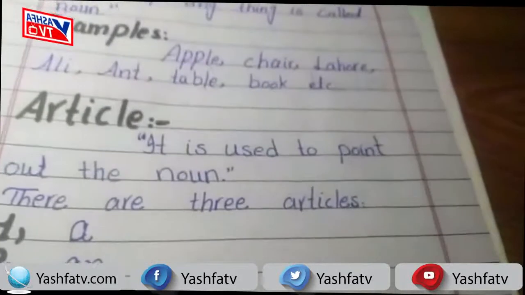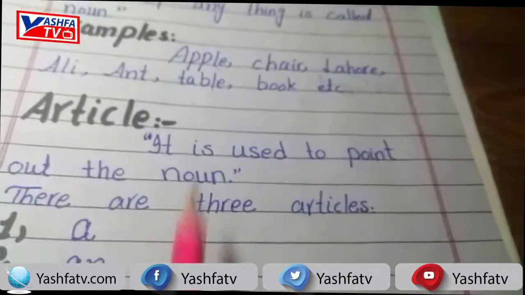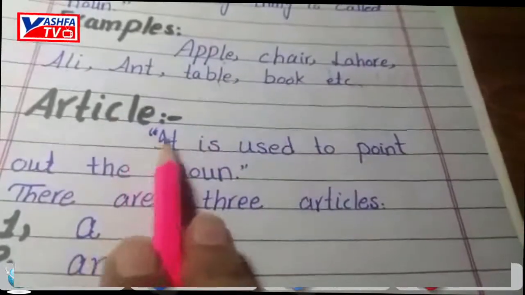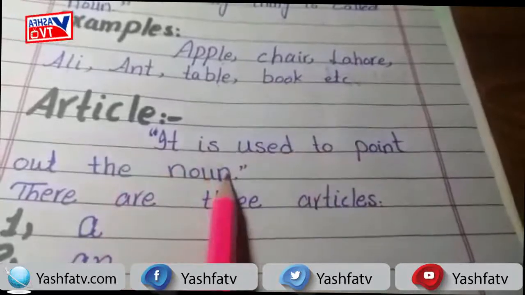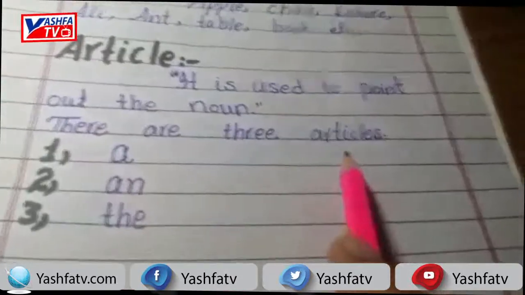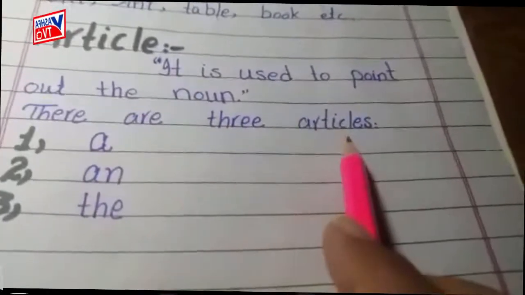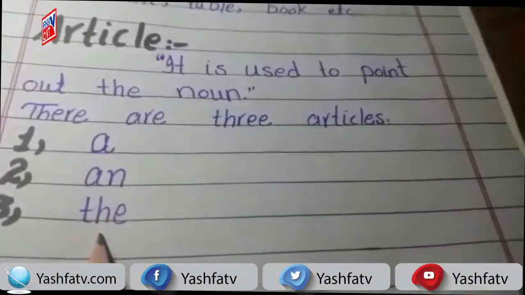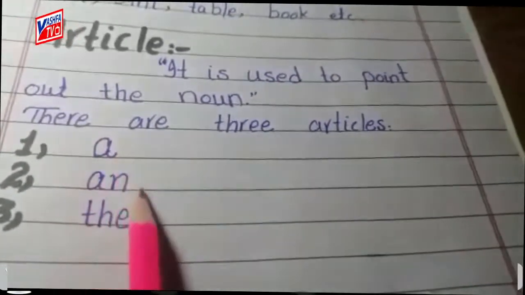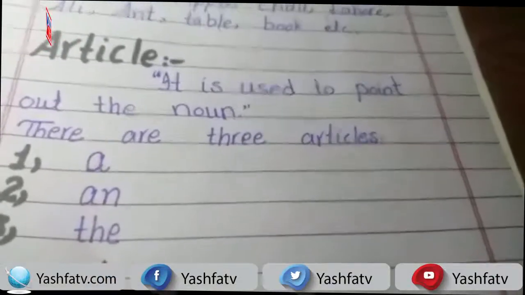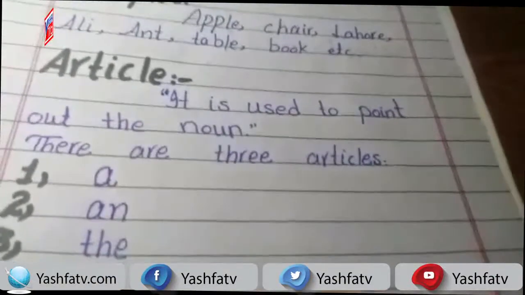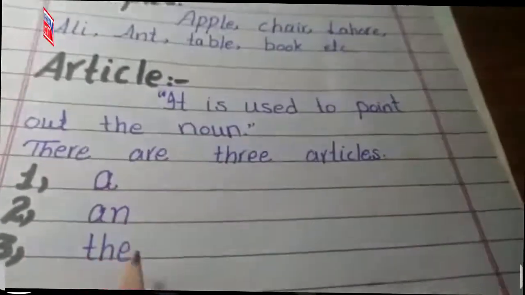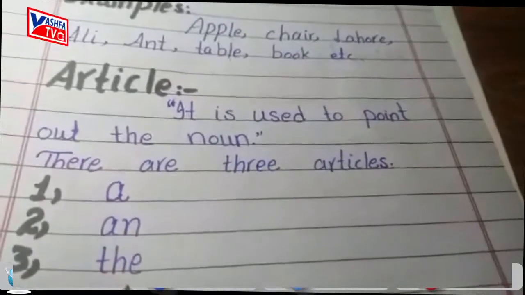And the second one is article. It is used to point out the noun. Here I write the definition of the article. It is used to point out the noun, and there are 3 articles. How many? 3. First one is a, second one is an, and third one is the. A, an, the. Students, here you just remember the 3 types of the articles.